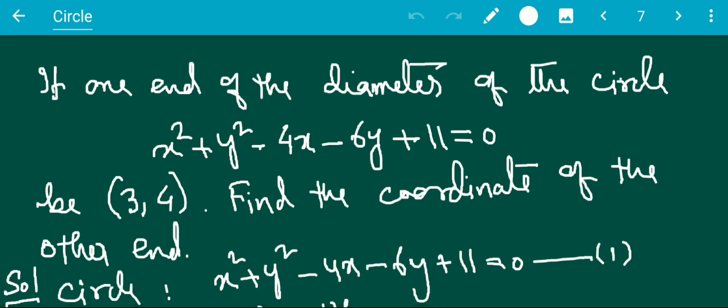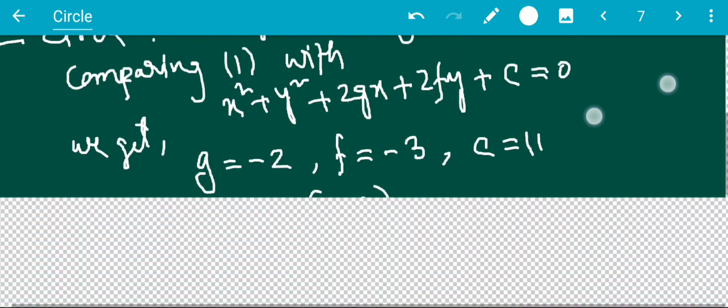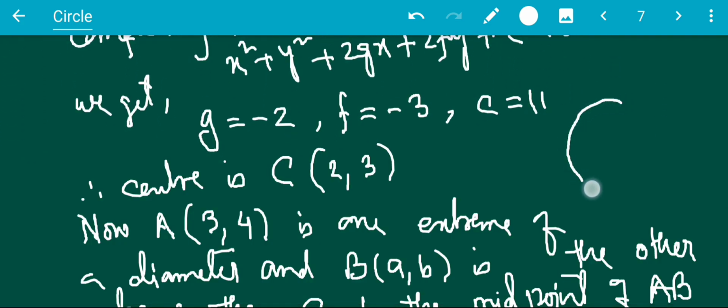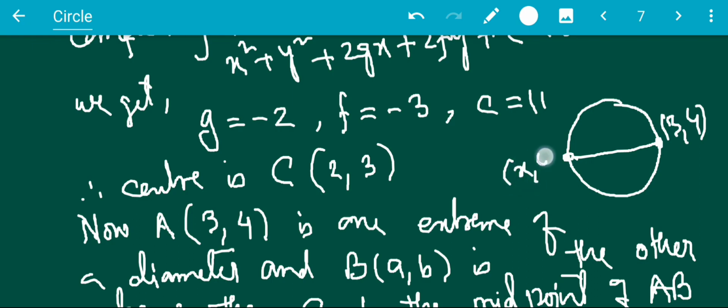Another question is, if one end of the diameter of this circle is this, find the coordinate of the other end. So this is an interesting question. Suppose this is the diameter, one end is given, 3, 4. You don't know the other end, you have to find the other end. The interesting part is, if this is the circle and this is the center, then the center is the midpoint of this diameter. So find the center of the circle from the equation, and then apply the midpoint formula to obtain this x and y. So this question is very simple. Just find the center from the circle.